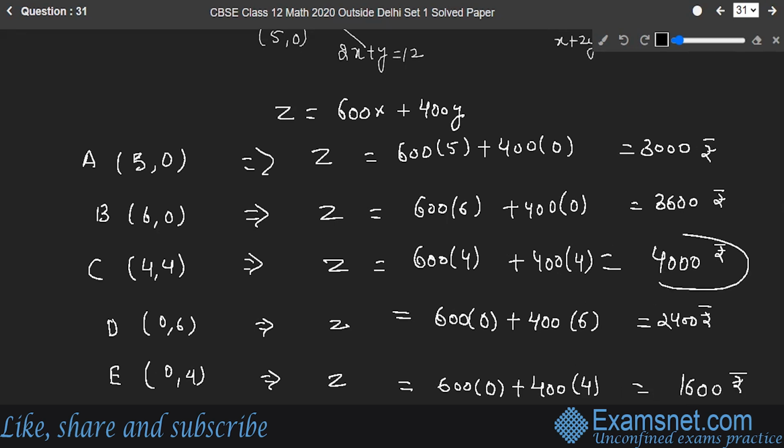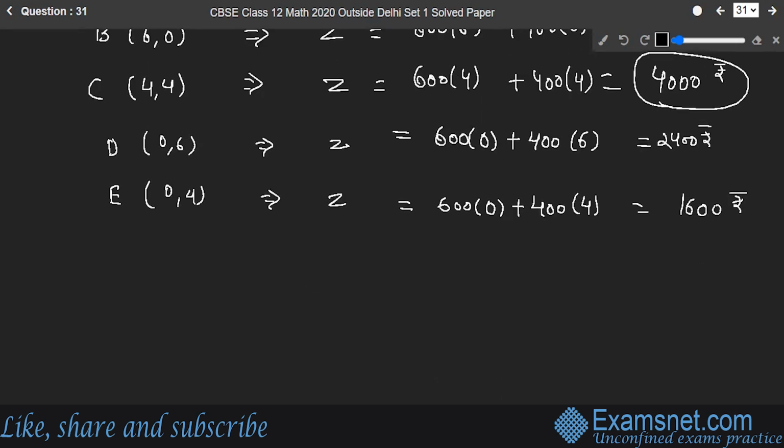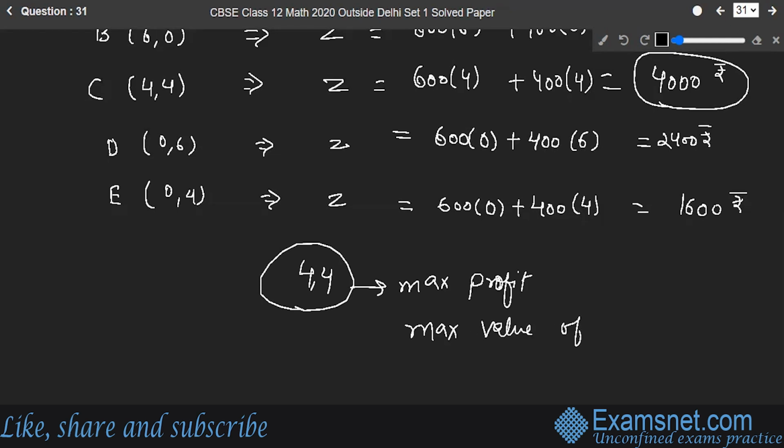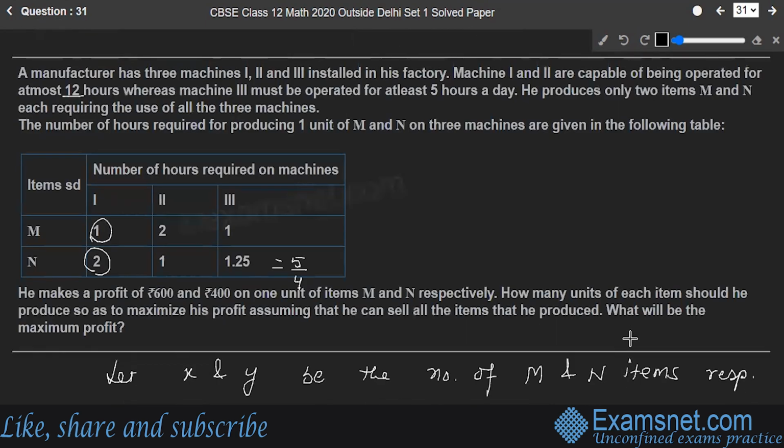So this is the maximum profit, right? We see that the point 4, 4 is giving us the maximum value of Z. And hence the manufacturer has to produce 4 units of each item to get the maximum profit. So that means 4 units of M and 4 units of N need to be produced to get the maximum profit on this deal. Hope you understood that. Let's move to the next question, number 32.